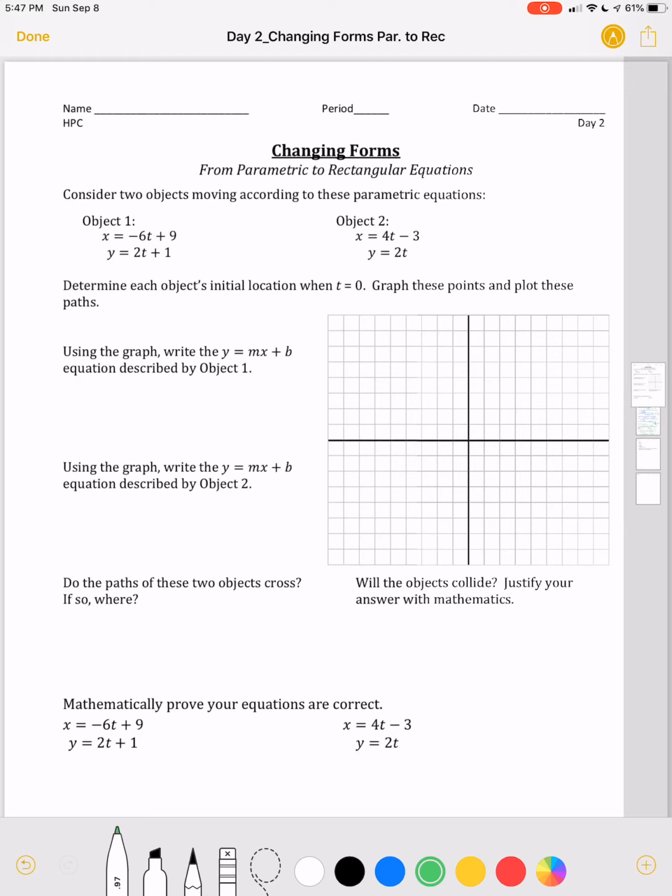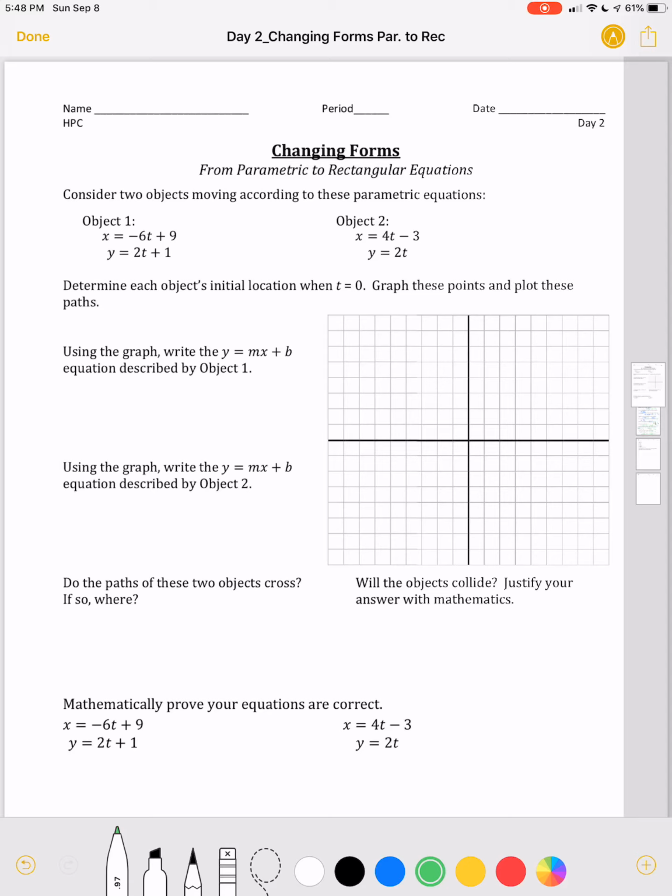We want to determine each object's initial location when t equals 0, and then graph these points and plot these paths. I'm sure you guys can see the color palette at the bottom, so you probably realize that I'm using an iPad to do this. I'm going to need to switch colors frequently, and I may very well make some mistakes, so I need to use the eraser as we go through, just because I'm trying to graph some things here.